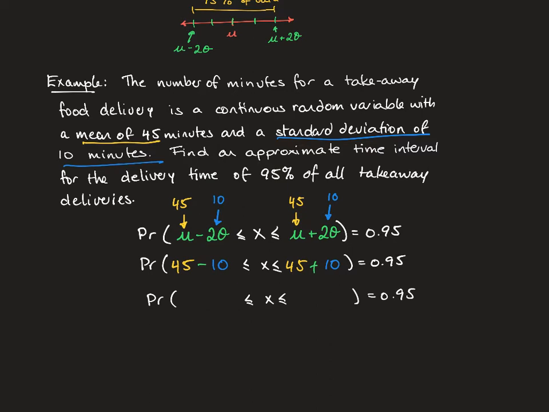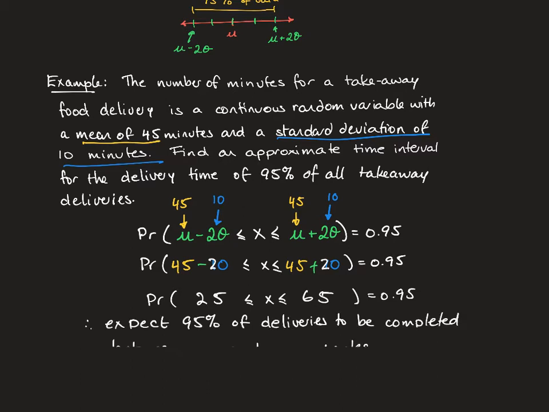and then we can simplify that down to say that 45 minus 10 gives us 35 minutes. Oops, that should say 20, and that should say 20 because it's 2 lots of it. So that gives us 25 minutes and 65 minutes. So we expect 95% of deliveries, takeaway deliveries, to be completed between 25 and 65 minutes.